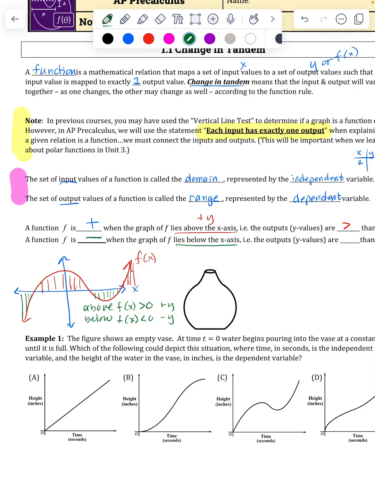And then obviously, well, maybe it's not obvious, but if your value was actually 0, then it's going to be on the x-axis. So that's a concept that you touched on in Algebra 2, but it's going to be really important to have a solid handle on that.